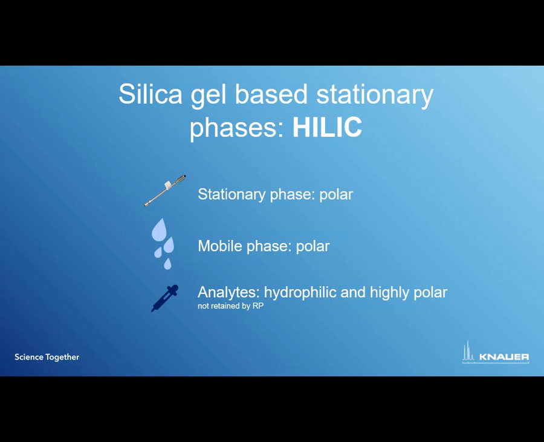So the analytes are hydrophilic and highly polar, and they are not retained by reversed phase. Because they are so polar, they won't interact with nonpolar, for example, C18 chains. And even with really polar reversed phase columns, you won't get any resolution between the peaks. So maybe they elute in the dead time of your column, and you can't use it.